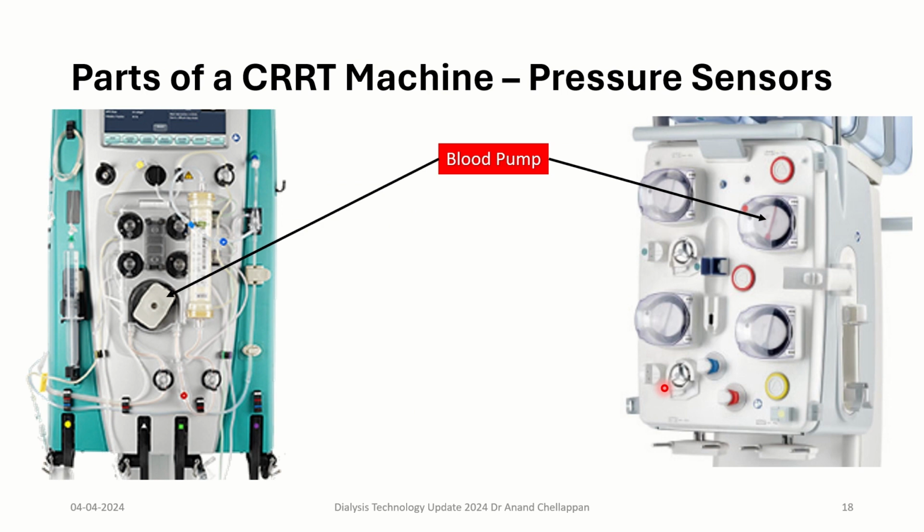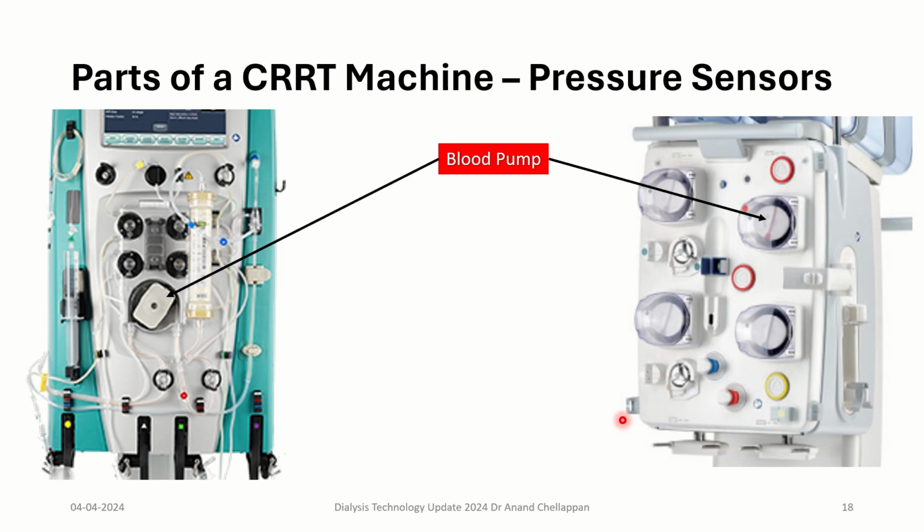Now, one of the integral parts of a CRRT machine is its safety mechanism. The multiple pressure sensors in the CRRT machine help us sense the pressures in various parts of the circuit and can give safety alarms to the therapy performing personnel.